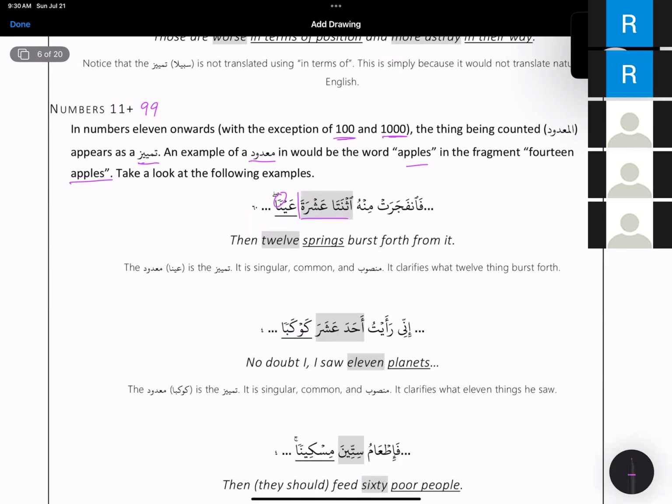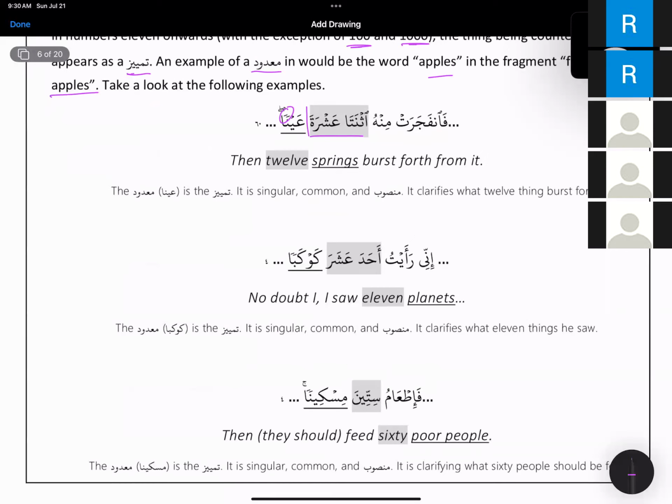Okay, so ithnata ashara, this is a number, and after that we need a tamyiz. Next example, it says, indeed I saw ahada ashara, which is the object here. Ahada means 1 and ashara means 10, so 10 plus 1 is 11. I saw 11. Now it's not making sense: 11 what? That's why kawkaban came: I saw 11 stars. So ahada ashara is the number 11, and we have tamyiz after it.